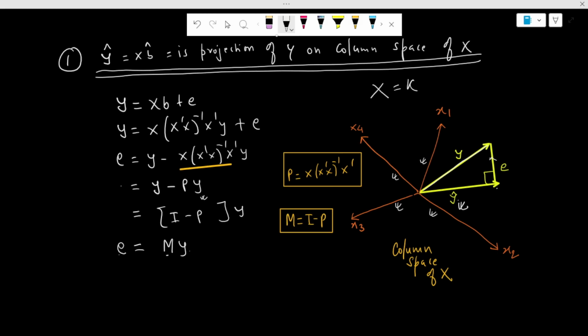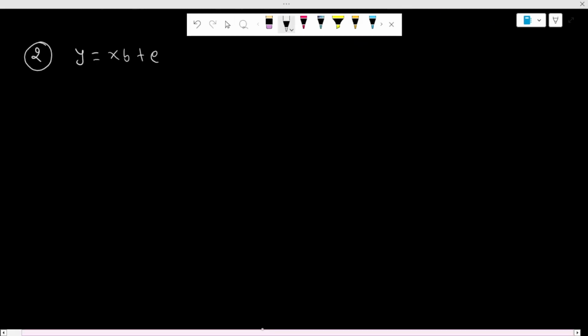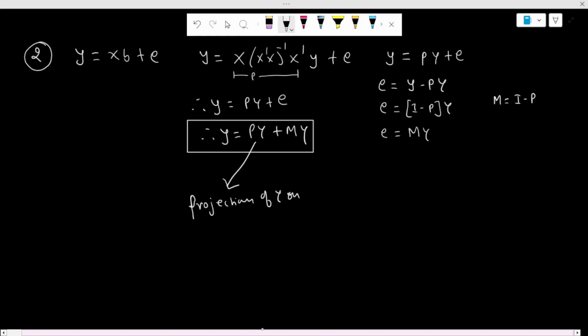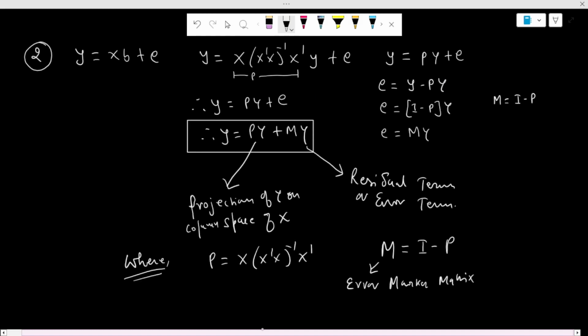And if we regress y on X, the error is e. So y is equal to the projection of y plus the error term. So here the projection matrix is given by X (X transpose X) inverse X transpose, and M is the error maker matrix. So we have broken down y into two parts. The first is the deterministic part given by the projection of y on the column space of X, and the second is the error term.